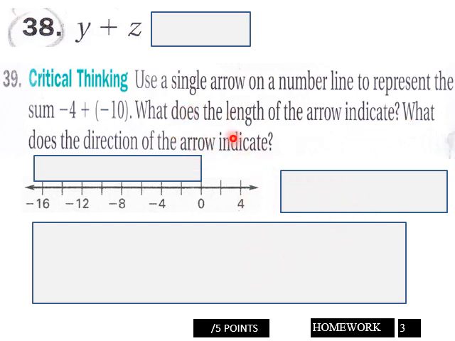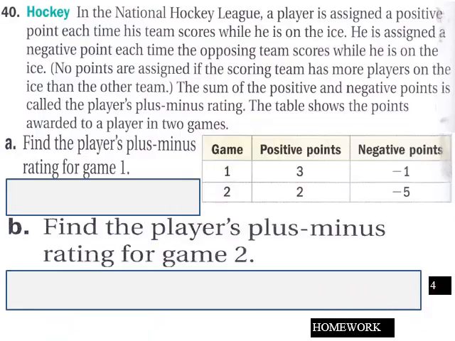Okay, so put your responses here. You got 1, 2, so here's your number line. And then your responses can go in your boxes here. You got 5 points here, page 3. Page 4, you got a hockey problem.